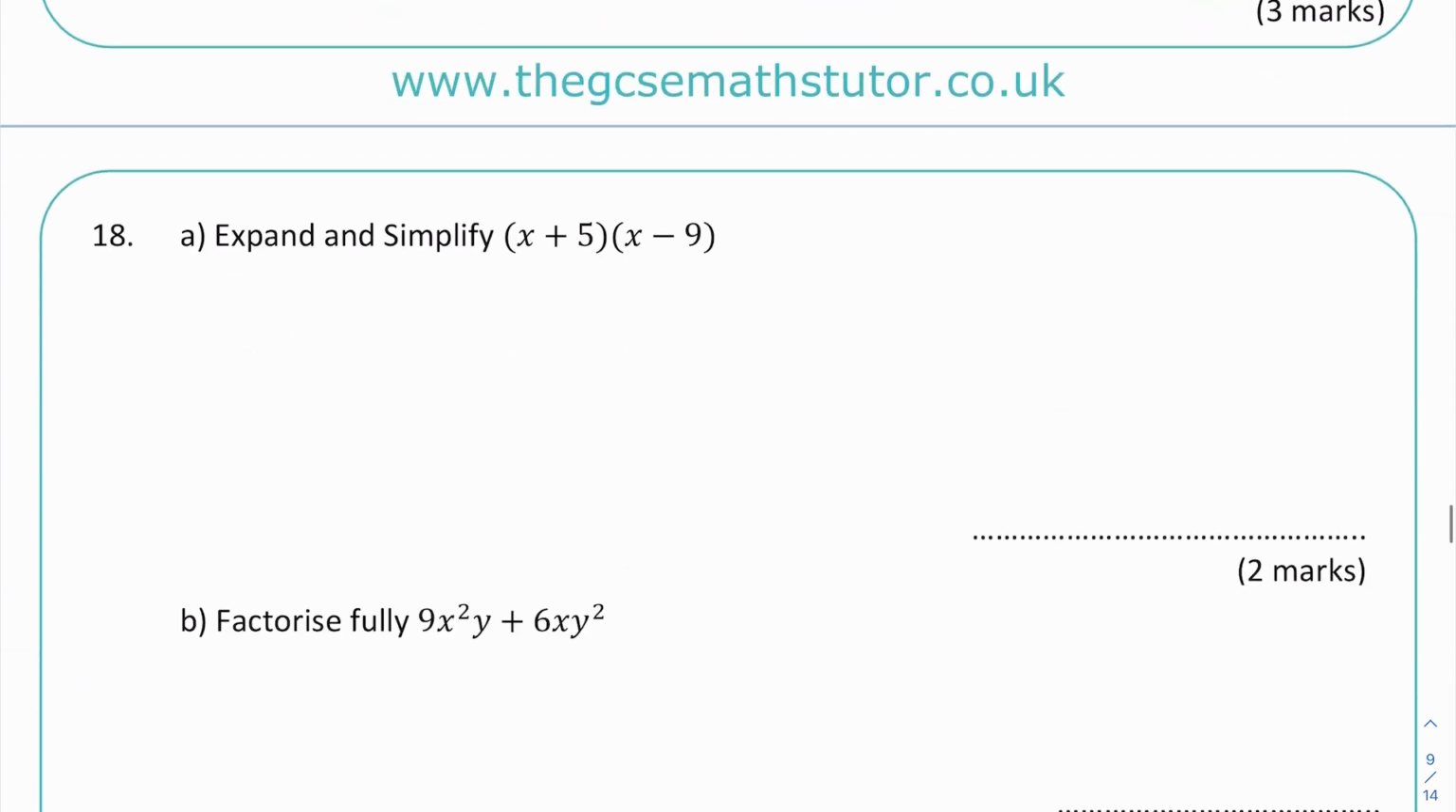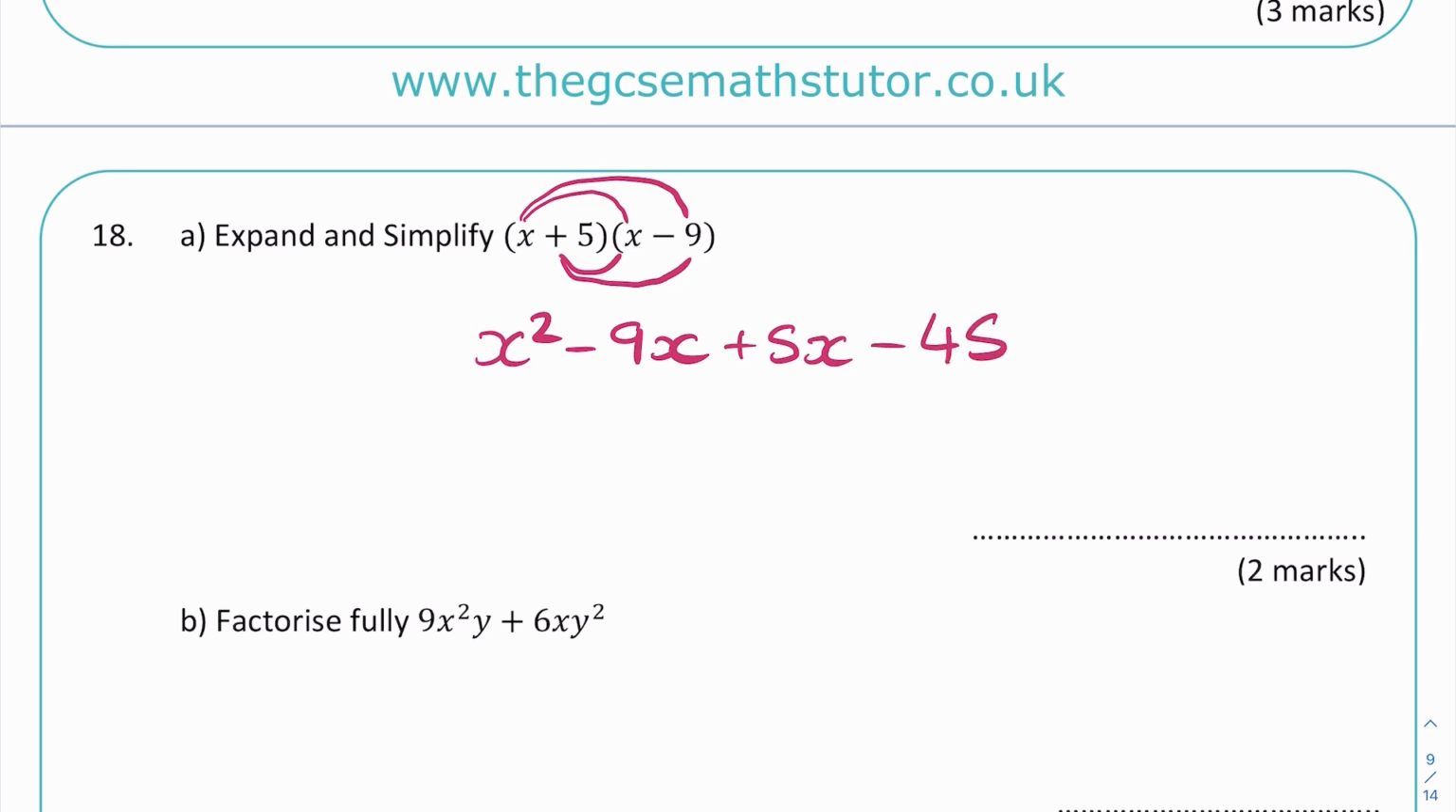On to question 18. Expand and simplify a double bracket. So I'm going to do the x times the x, which is x squared, the x times the negative 9, negative 9x, and then move on to the 5. 5 times x is plus 5x. 5 times negative 9, negative 45.